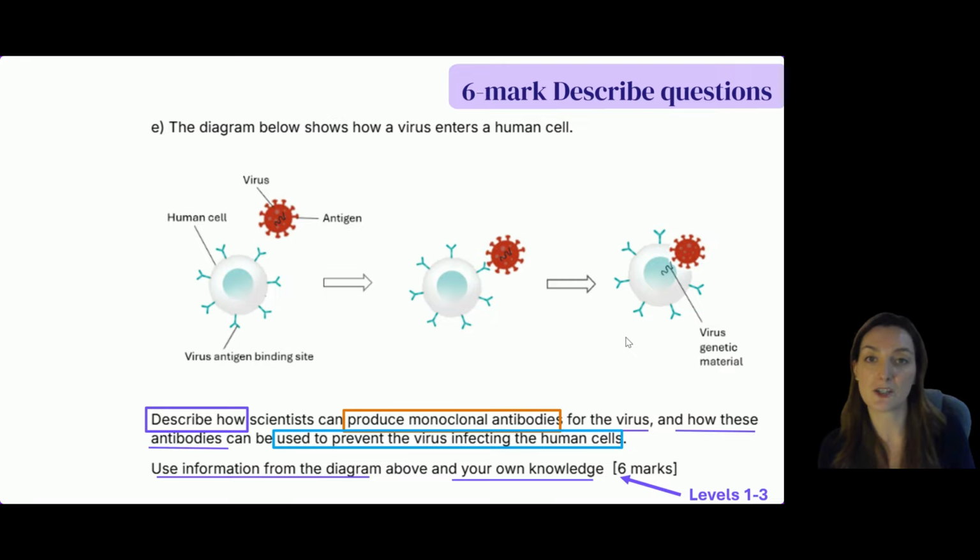For this particular question, I would recommend breaking it down into 2 parts. Part 1 is describing how we're going to produce the monoclonal antibodies for the virus. And this is the part where we need to use our own knowledge. Part 2 is describing how the monoclonal antibodies can be used to prevent the virus infecting human cells.